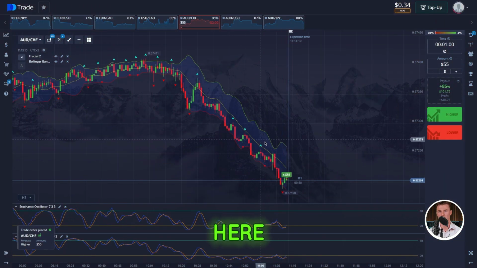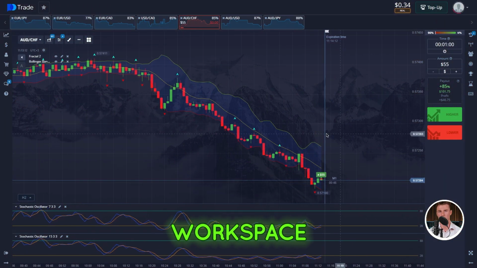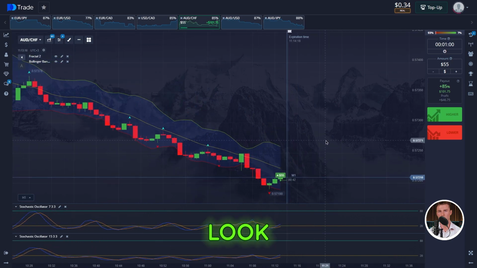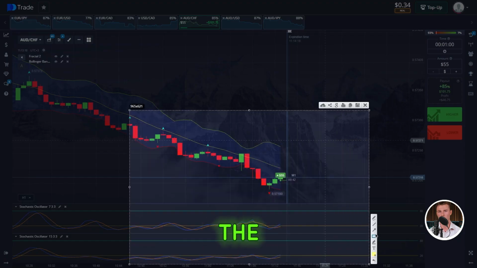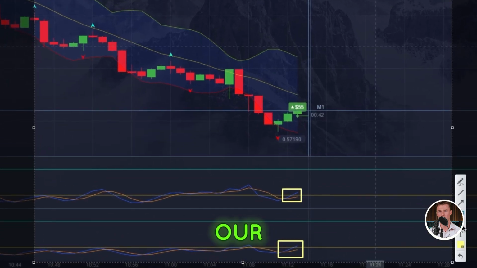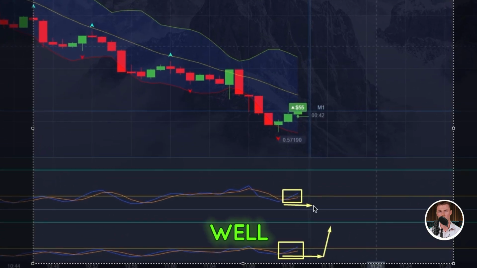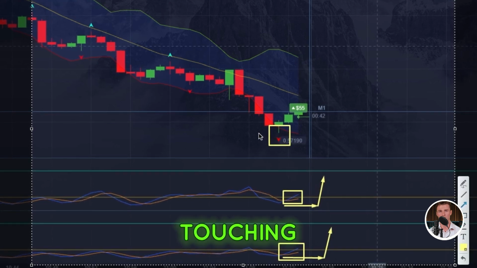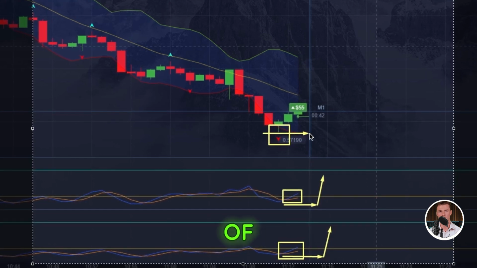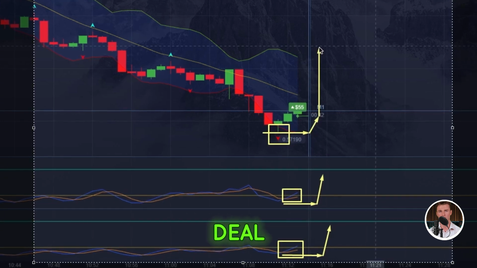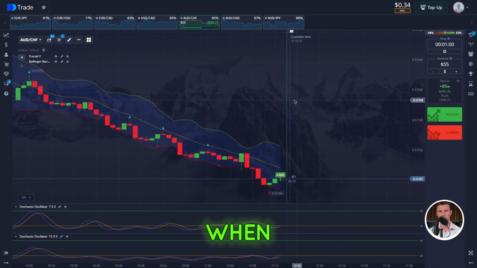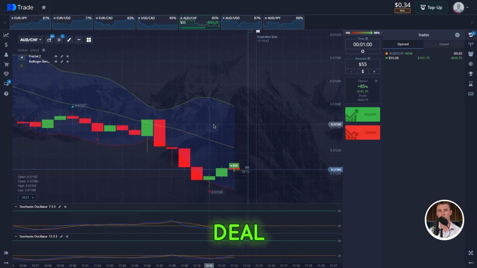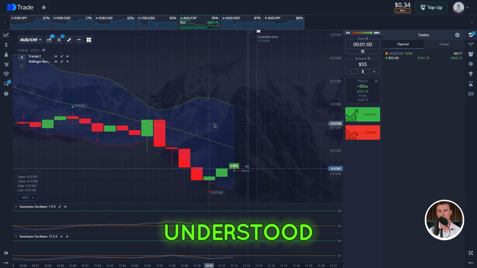Let's open a deal here for a raise and also allocate a workspace. We are opening into a retracement of the correction. Look, we see an exit from the oversold area for our two oscillators, as well as an update of the local minimum for the fractal, touching the lower moving band of the channel indicator. So the deal opens up here. When you see a combination of indicators in this form, then you open the deal up. I think you also understood this.